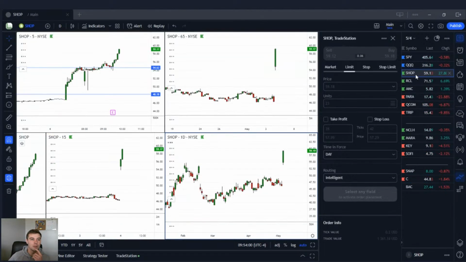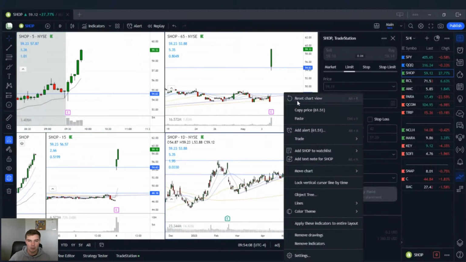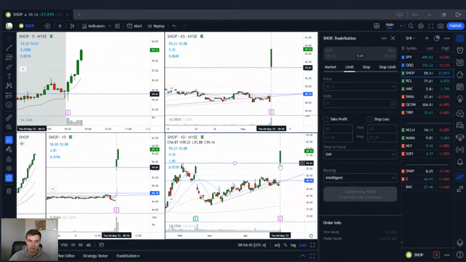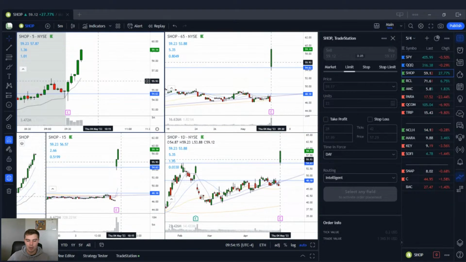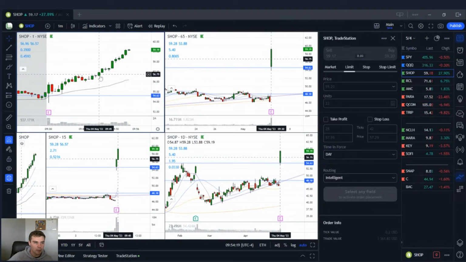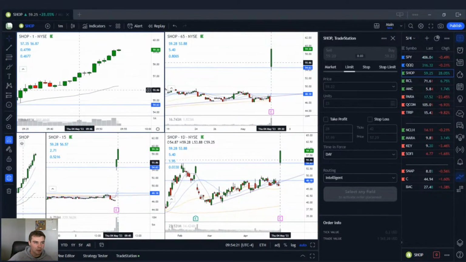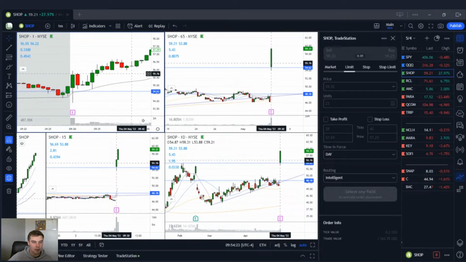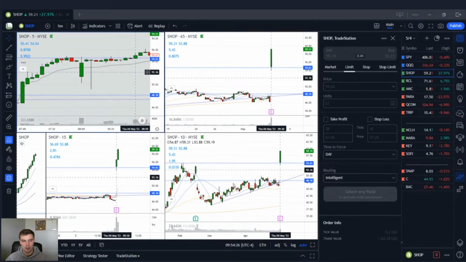Shopify is just absolutely moving. And that was a stellar gap though, guys. Textbook gap on Shopify. Maybe I should have been more aggressive with it. 1 minute breakout right there. Yeah, it's pretty aggressive.